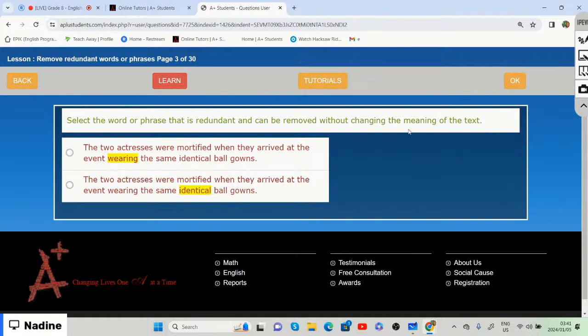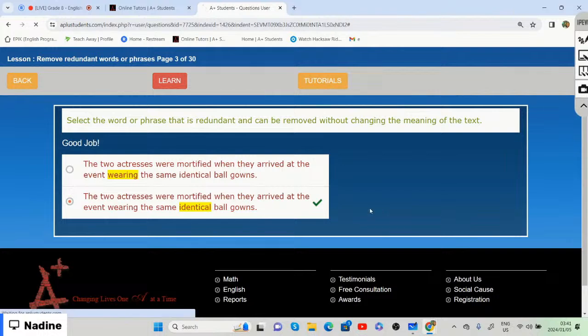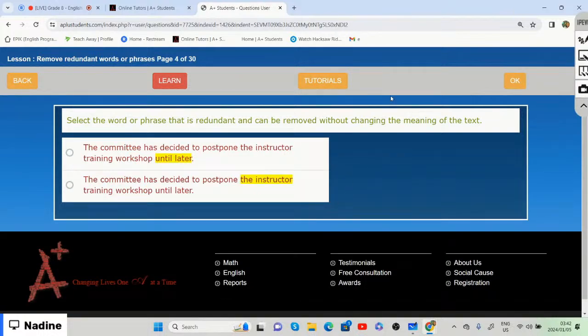All right, so basically, the word that is similar to the word same is identical, right? Because if something is identical to one another, then it is the same. So, which means that if we remove the word identical from that sentence, it won't change the meaning of the text. So, we're going to choose the second one. And great job. The second one is correct.